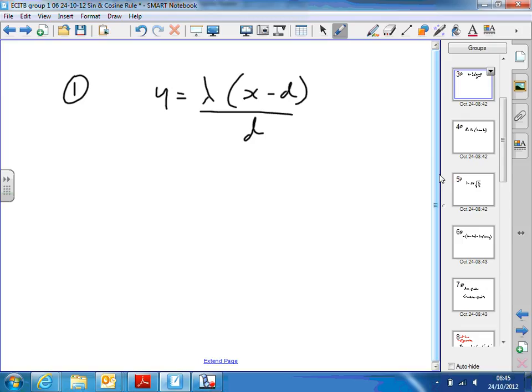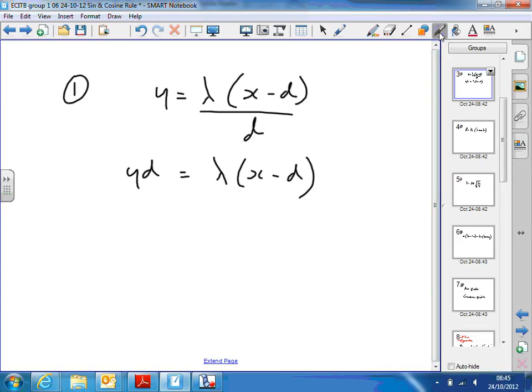So, what's the first thing to do in this? Suggestions? Times by D. Excellent idea. Gets rid of this D at the bottom underneath. So if I multiply both sides by D, I get y times D equals lambda x minus D. So that's an excellent first step. You see how that's arrived at. Multiply both sides by D.